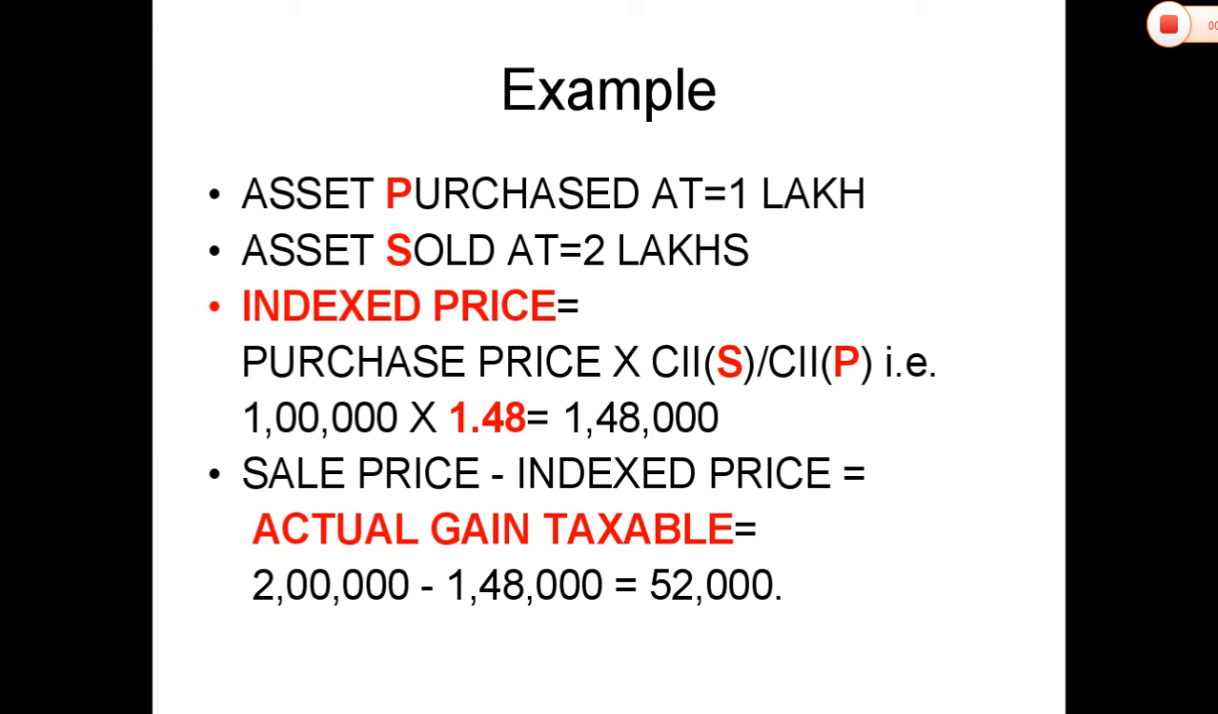Now, the last thing which you need to know is what is the sale price minus the indexed price. This will basically give you the actual capital gain which is taxable. Here it is 2 lakhs minus 1.48 lakhs, which is equal to 52,000. So as you can see, the amount on which you were supposed to be taxed has become half of what you were thinking it to be, and that is with the help of indexation.